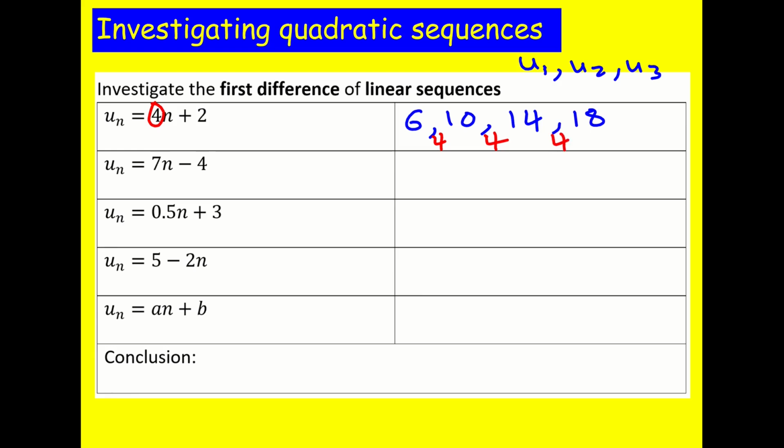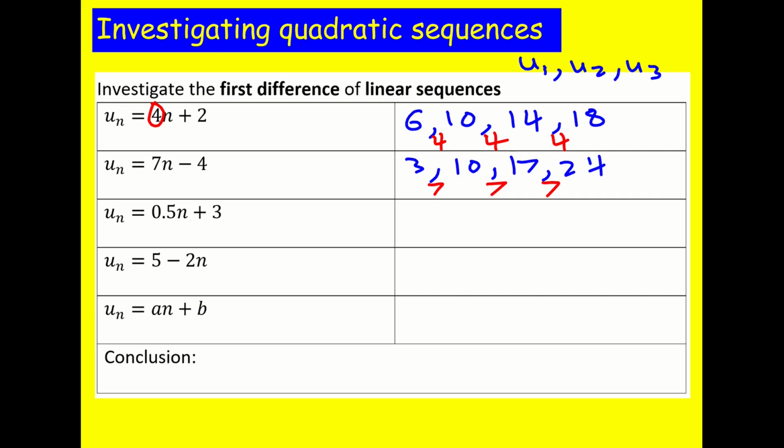So pause the video and try it for these other 4. Well, let me go through it now. So the next one is going to be 3, then 10, 17, 24. And it's actually going up in 7s every time. So this is called the first difference, because it's the first difference between terms. We'll talk about what the second difference is in a bit.